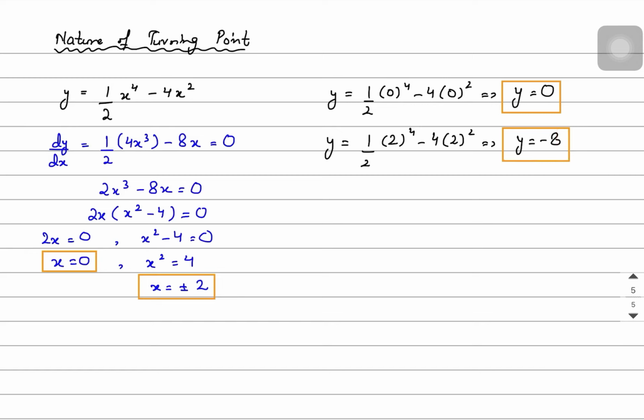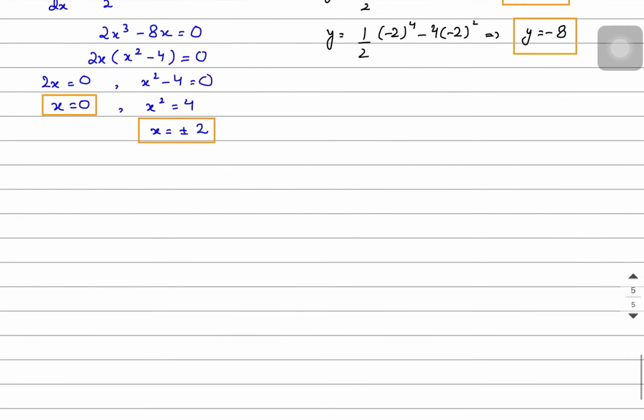And my third stationary point is going to be y equals 1 over 2 times minus 2 power 4 minus 4 into minus 2 squared. This becomes again minus 8. So I have 3 stationary points. I don't know which is the maximum, which is the minimum.